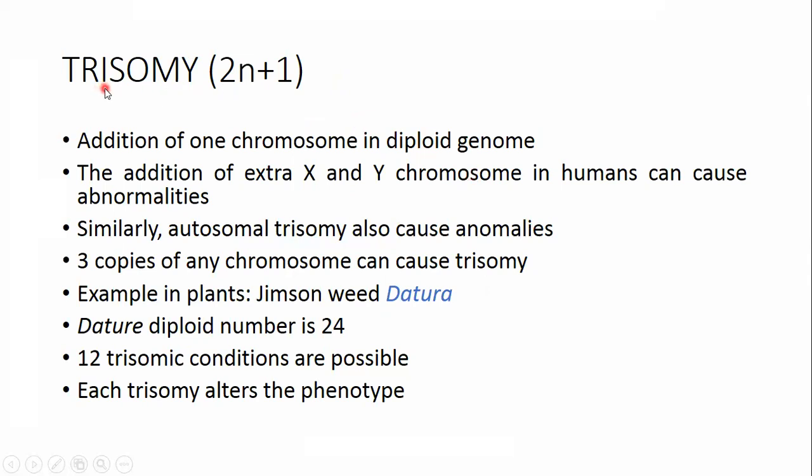Next type of aneuploidy is trisomy, and it is represented as 2n plus 1. That is the addition of one chromosome in the diploid genome. So if one chromosome is added in the diploid genome, it is known as trisomy condition. And as the name indicates, tri means three. So three copies of any chromosome are present in that individual. The addition of extra X and Y chromosome in human can cause abnormalities.